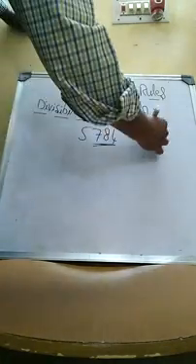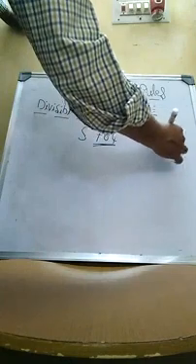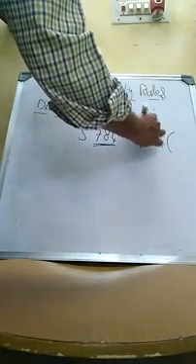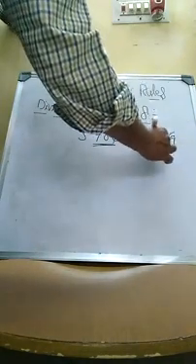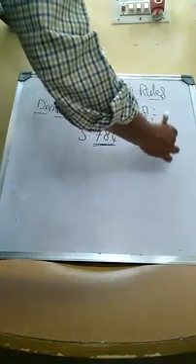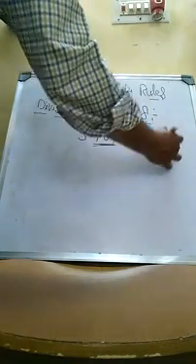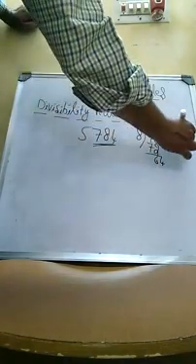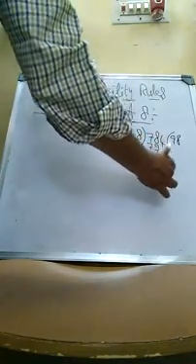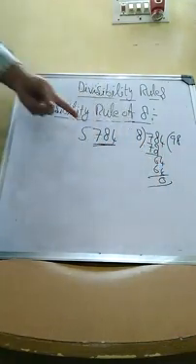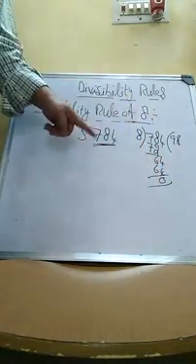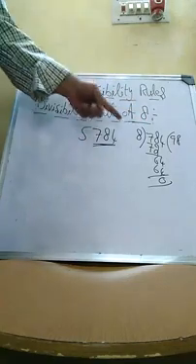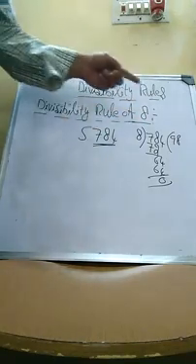Let's check the last three digits, 784. 8 nines are 72. After subtraction, remainder 6, bring down the next digit 4. It is 64 now. 8 8s are 64. So the last three digits are divisible by 8. So we can say now the whole number is divisible by 8.